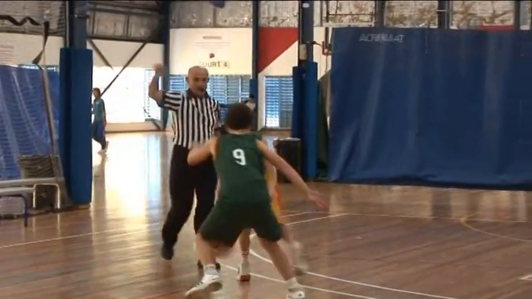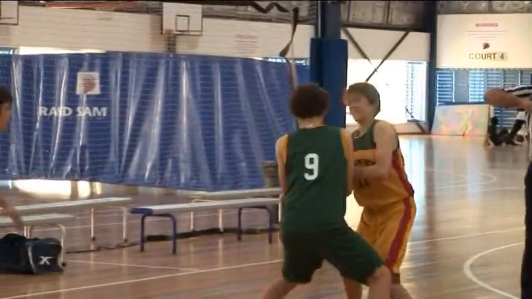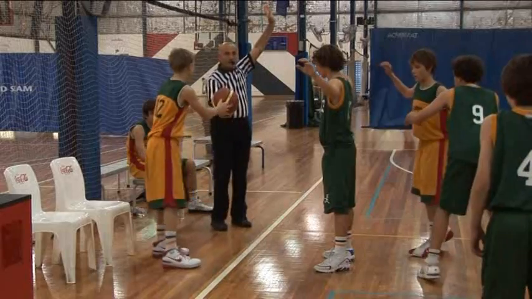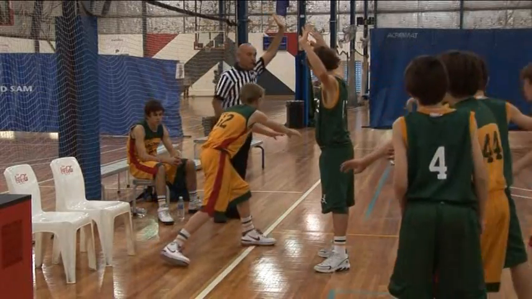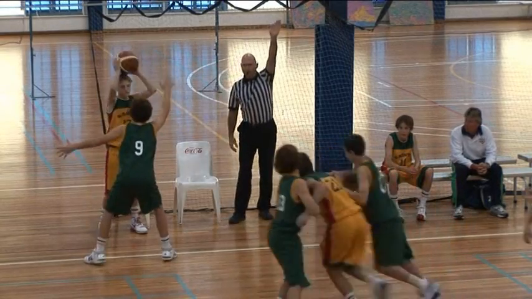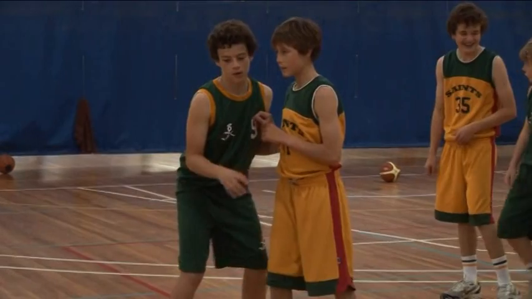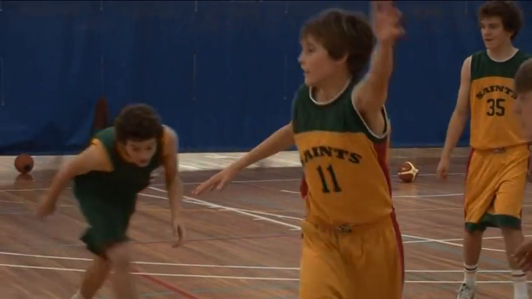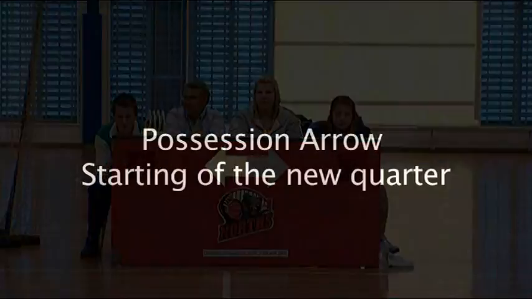Sometimes during a game, after the held ball, there will be a violation or a foul. Here we see the held ball, and the possession arrow indicated yellow was to have the ball. However, on making the throw in, the yellow player violated, so green will get the next possession arrow. If there is a foul called during the throw in, the possession arrow does not change.